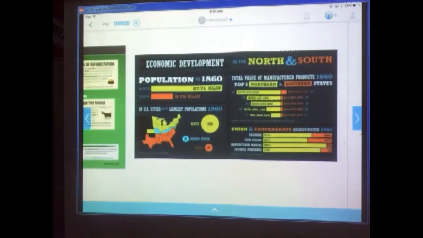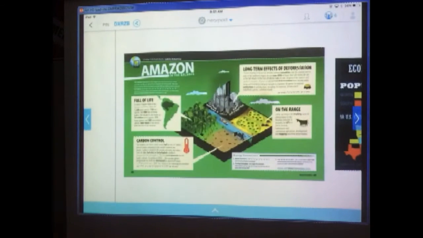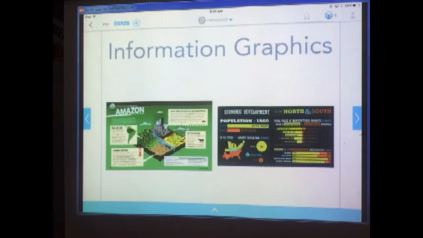And then this one here would be about economic development. In 1860, okay, so looking at north versus south in terms of economic development. But notice, it can be as simple as a bar graph, like the economic development one here, or you can have the 3D pictures and annotated boxes that give more information.